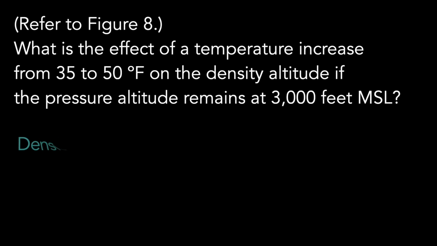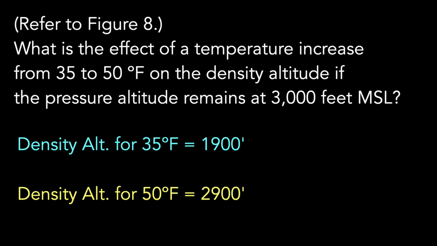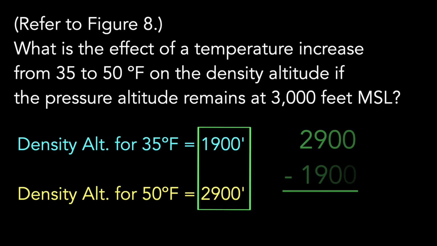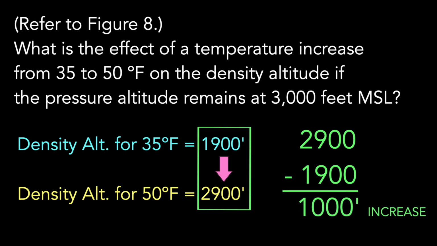At this point, we finished everything we need to do with this chart, and all that is left to do for this question is to compare our two density altitude readings for each given temperature condition. Going from 35 degrees to 50 degrees had us increase from 1,900 to 2,900 feet in density altitude. This gives us a 1,000 foot increase.